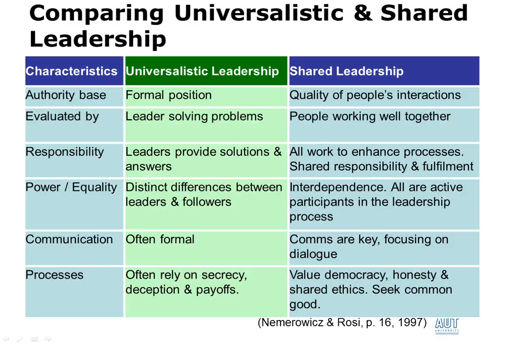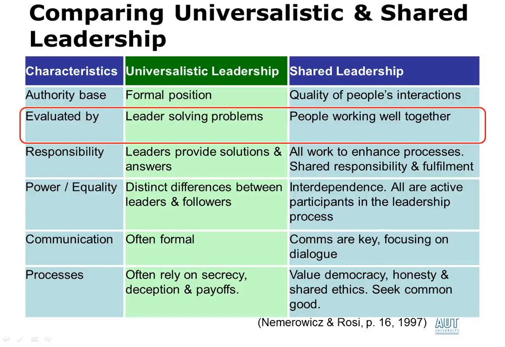Okay, so let's compare universalistic style, so that's the hero or great man leadership and trait leadership, with the idea of shared leadership, which is a transformational style, looking at where somebody's authority comes from or how they display it. For universalistic leadership, it's based on the formal position they hold. In shared leadership, it's the quality of how well they work with others that gives them their authority. With universalistic styles, it's evaluated by the leader solving problems or not solving problems. In shared leadership, it is about people working really well together.